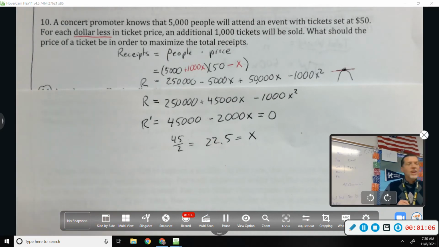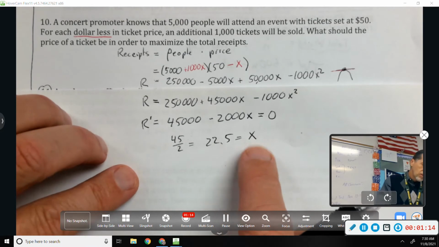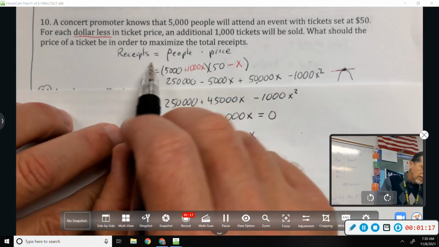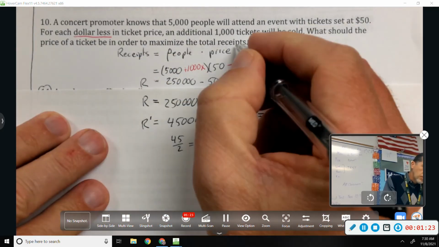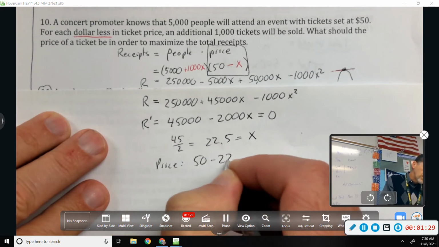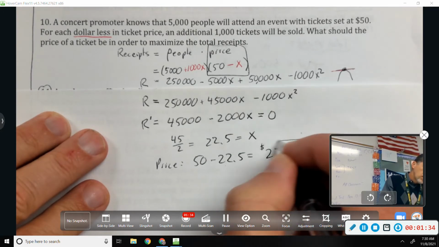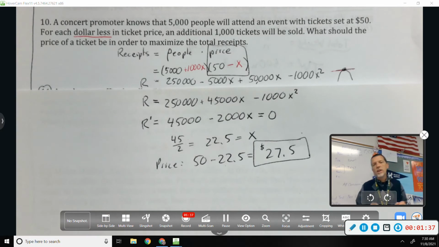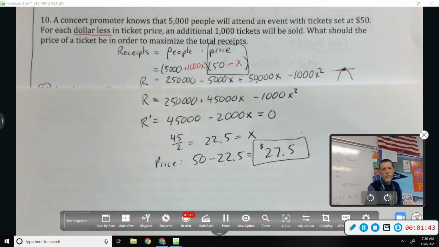But remember, the last step of these problems is always, hold off, go back and see exactly what's been asked, because what you found might not be exactly what was asked. So x equals 22.5, that's right, but what should the price of a ticket be? Well, we said the price of the ticket would be 50 minus x. So 50 minus 22.5 equals 27.5. So if our ticket price is 27.5, then we get 27.5 thousand more people in the door, and that ends up maximizing the profit.